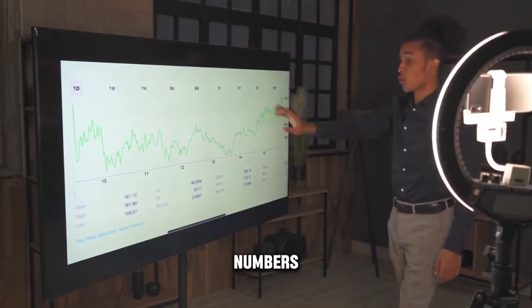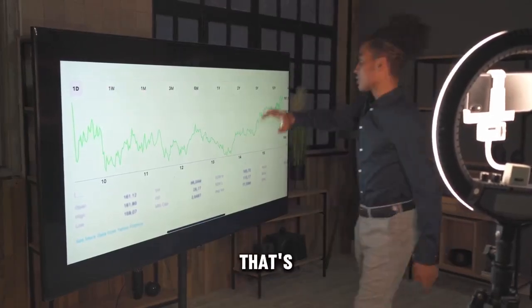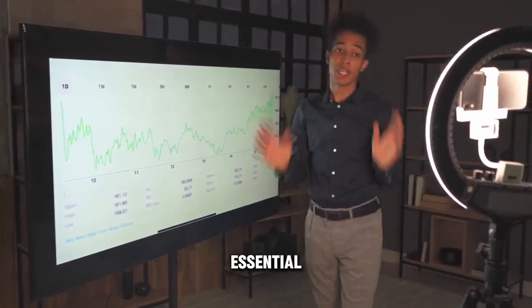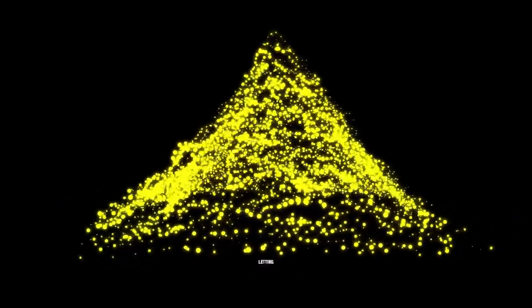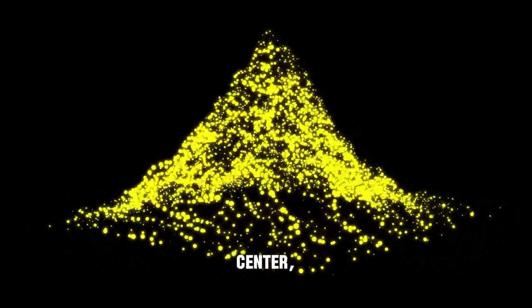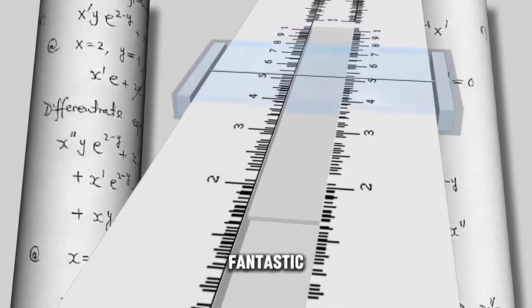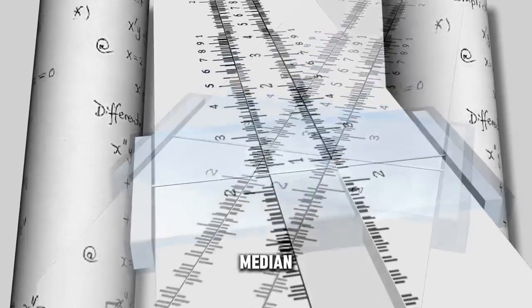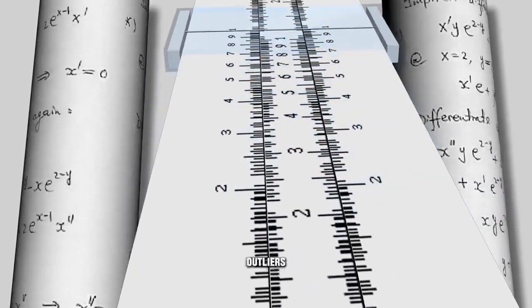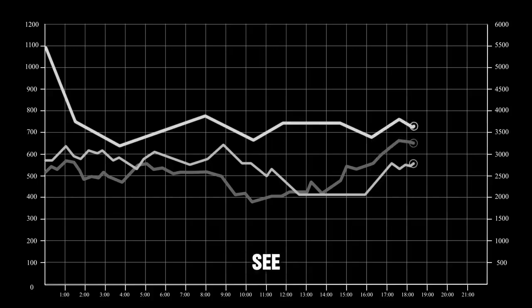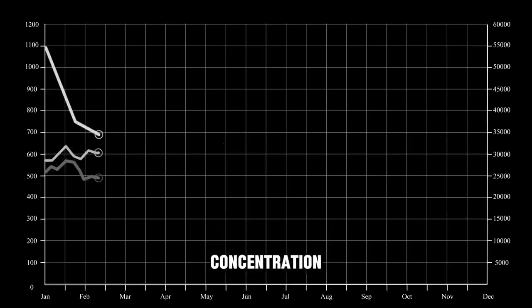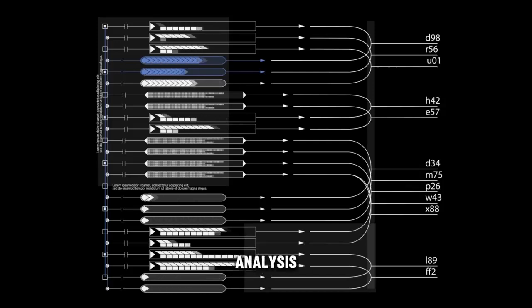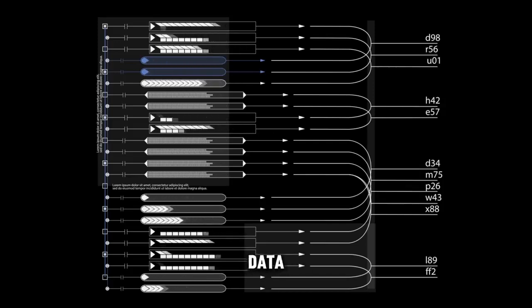Of course, numbers alone can be hard to interpret. That's why data visualization is essential. A histogram shows the frequency distribution of your data, letting you quickly see its shape, center, and spread. A box plot is fantastic for identifying the median, assessing dispersion, and spotting outliers. And a scatter plot helps you see the relationship between two different variables, like whether gold concentration is related to arsenic levels. But before we can trust any of this analysis, we have to make sure our data is clean.